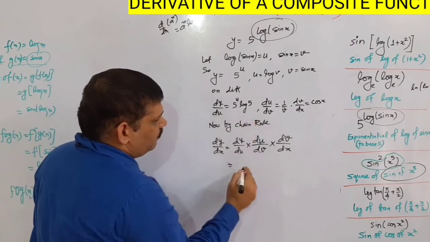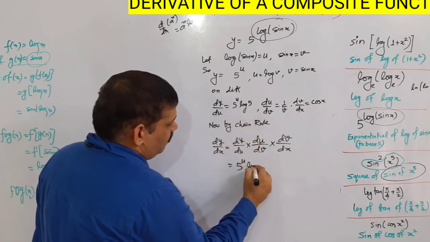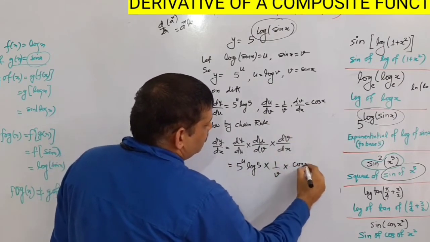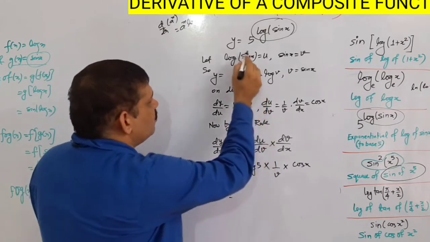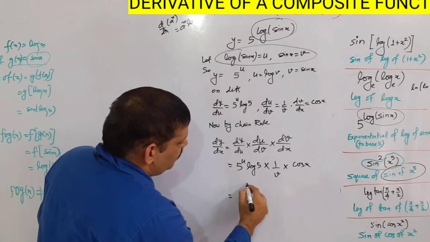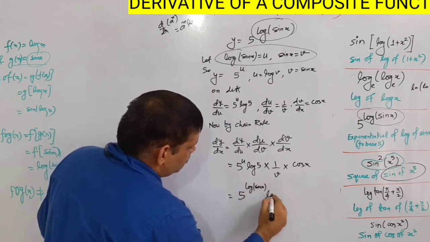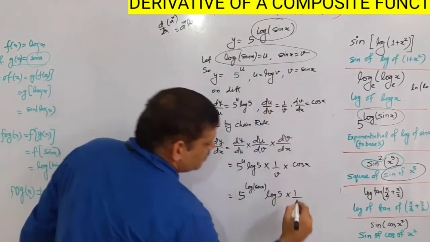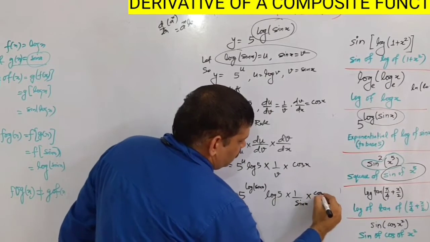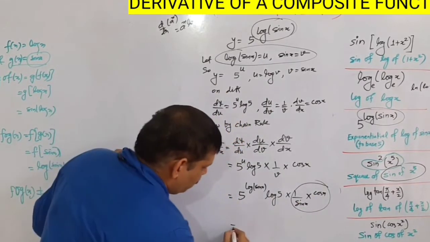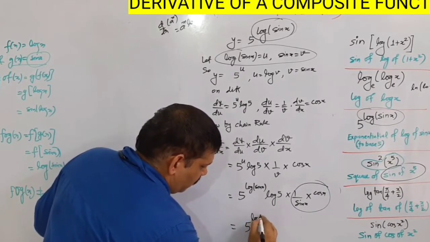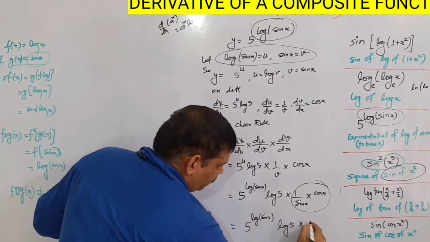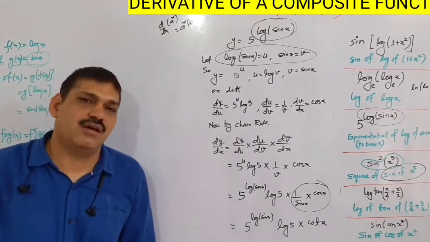The value of dy by du, derivative of y with respect to u, is 5 raised to u log of 5. The derivative of u with respect to v is 1 upon v, and the derivative of v with respect to x is cos x. Now substituting the values of u and v, 5 raised to u actually is log of sine x, so 5 raised to log of sine x into log 5 into 1 upon v, which actually is sine x, into this cos x. This cos upon sine can be written as cot of x. So 5 raised to log of sine x multiplied by log of 5 into cot of x. This is the answer.